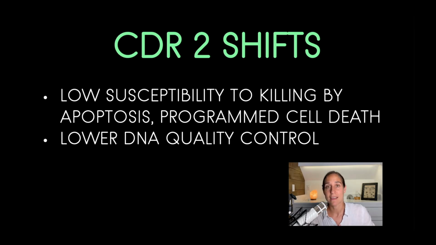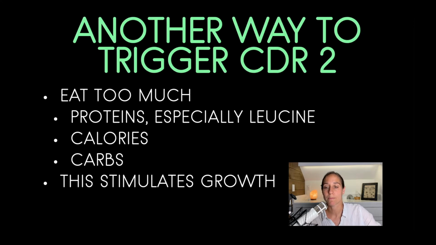And so when a cell is dysfunctional or damaged in any way, then we want to have a way to get rid of it. But in CDR2, in the cell cycle, it's all about growing and replacing. And so cells in that mode really don't tend to get killed by apoptosis. And there's also lower DNA quality control because that's not the purpose of the mode. The purpose of that mode is growth and repair.